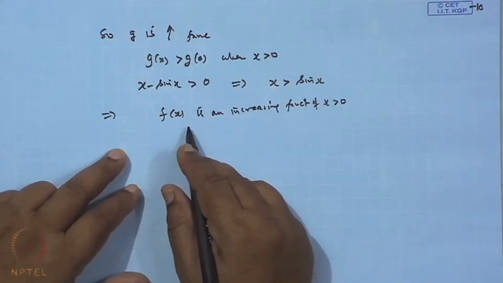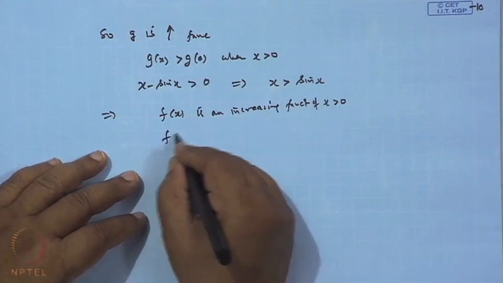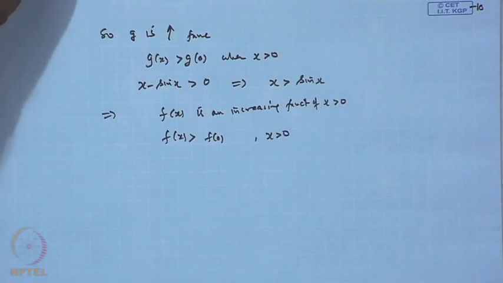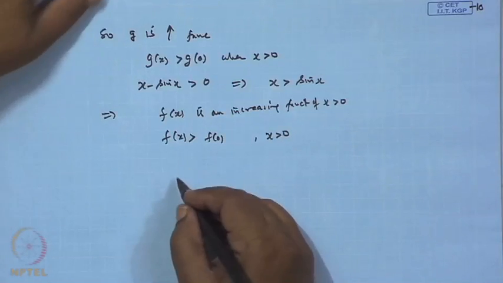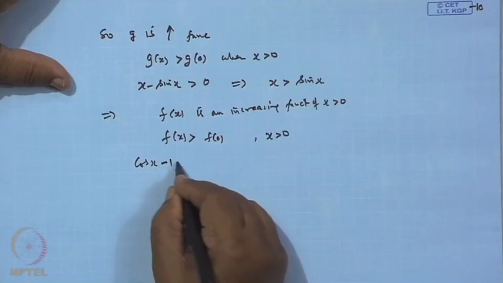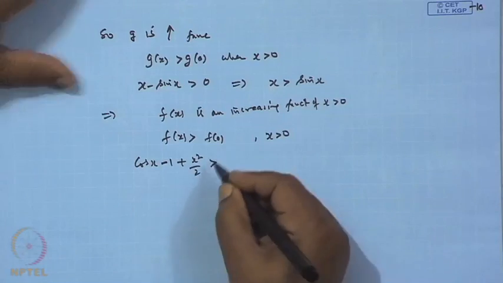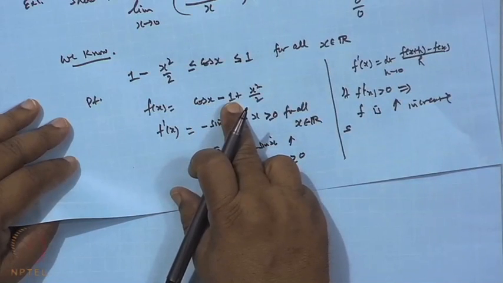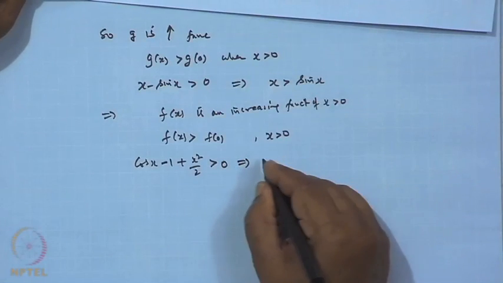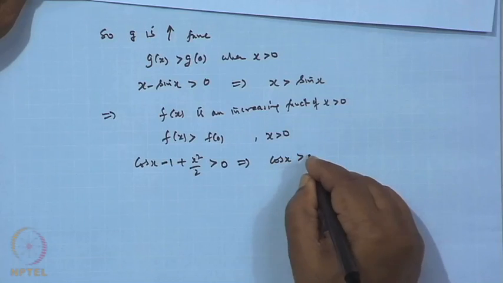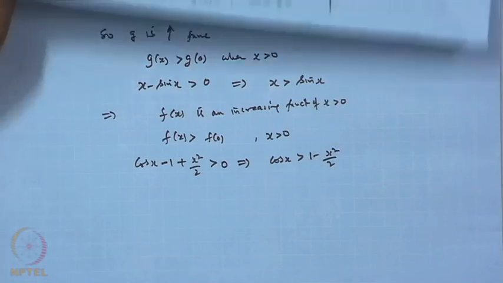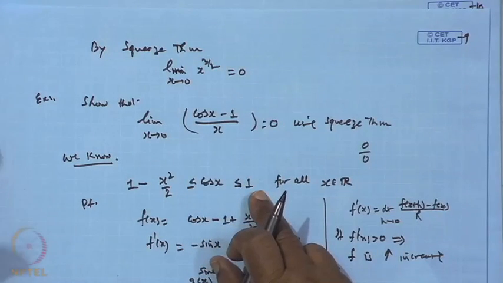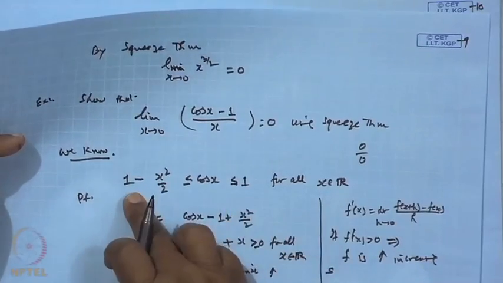So, when it is an increasing function of x, the value of f x is greater than f of 0 when x is 0. But f x is cosine x minus 1 plus x square by 2, which is greater than f of 0. When you take f of 0, then x is 0 means 1 minus 1 is 0. So, this is 0. This implies that cosine x is greater than 1 minus x square by 2. So, this side is proved. Cos x is always less than or equal to 1, because it is a function bounded by 1. So, this result is true.